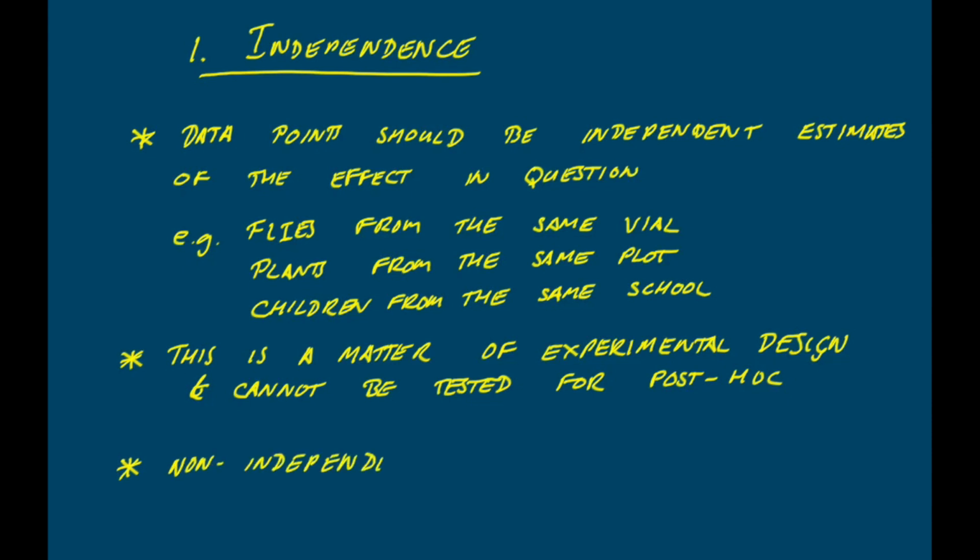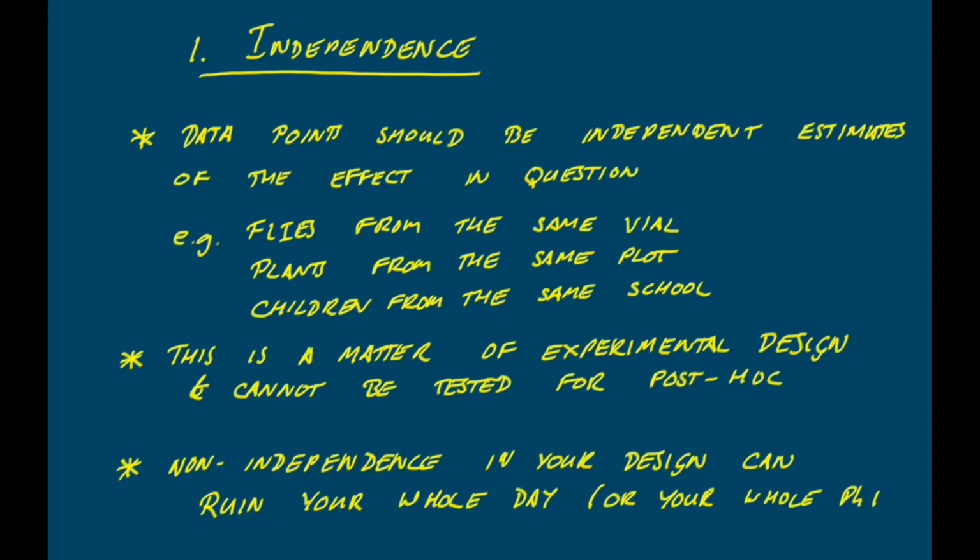And if your data are not independent, that can really invalidate your entire experiment. There are some forms of non-independence that we can deal with statistically, but there are other forms of non-independence that we cannot deal with statistically. And if you have serious non-independence in your data, that can really ruin your whole day, your week, or even your whole PhD. So think about independence of data before you do your study or your experiment. You can't fix it if it's not right afterwards.